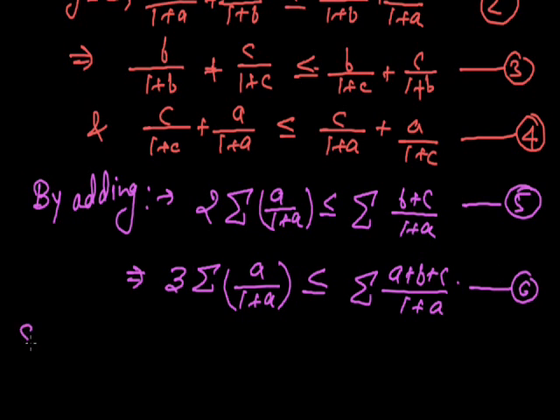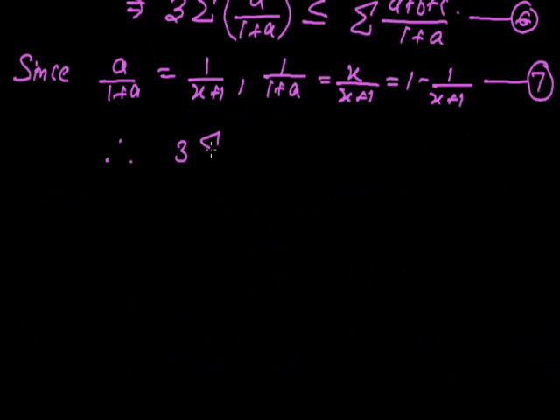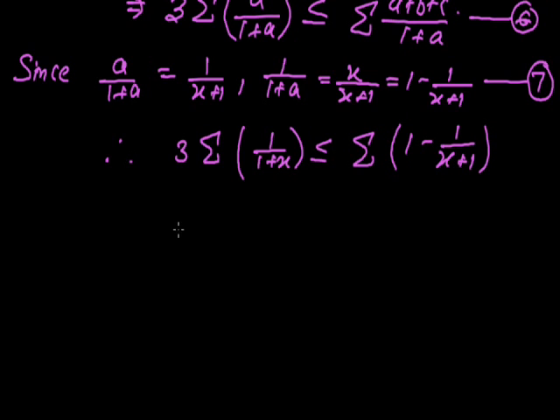Now since a upon 1 plus a is equal to 1 upon x plus 1, 1 upon 1 plus a is equal to x upon x plus 1, that is 1 minus 1 upon x plus 1. Let it be equation 7. So we can say that 3 into summation of 1 upon 1 plus x is less than or equal to summation of 1 minus 1 upon x plus 1. That could be given as summation of 3 minus summation of 1 upon x plus 1.